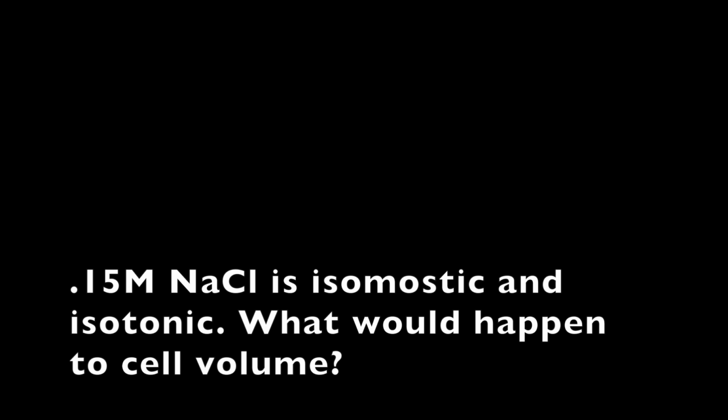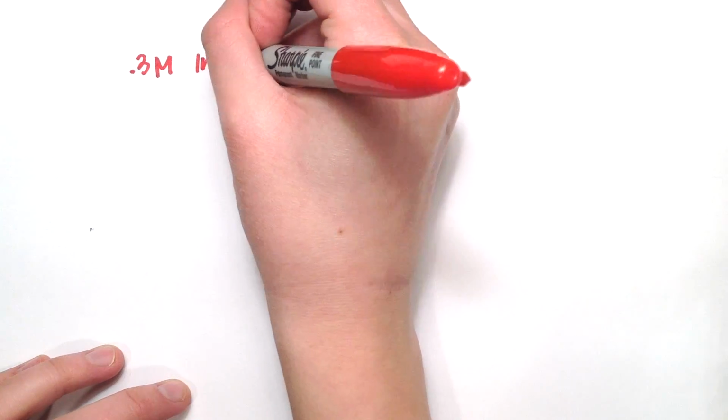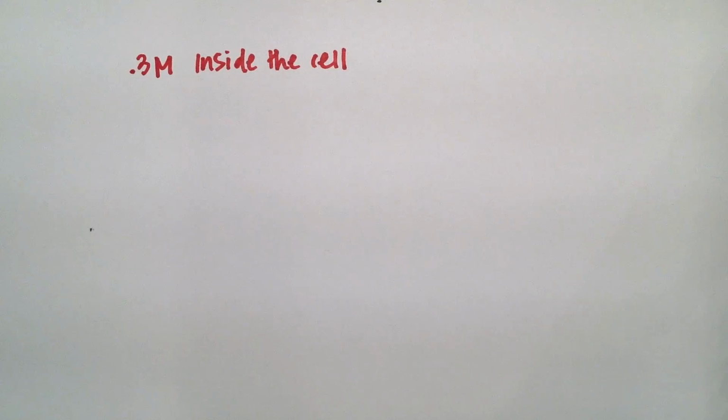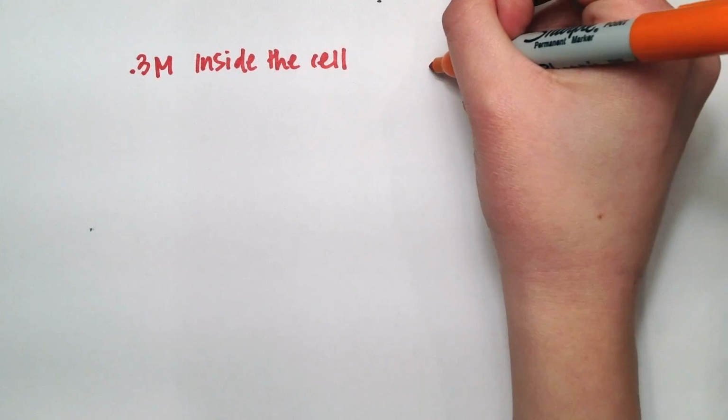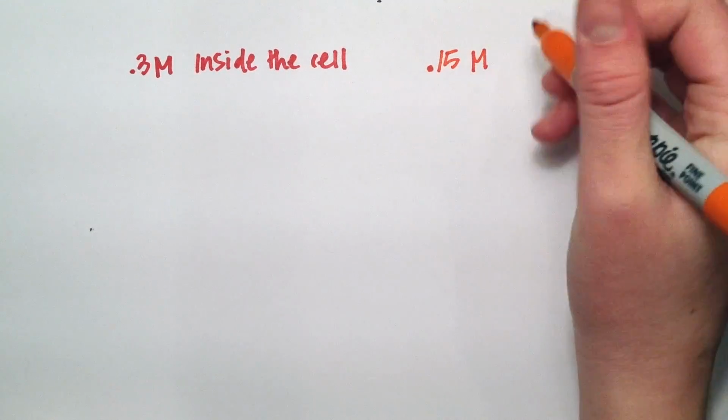The first problem we will look at is: a 0.15 molar NaCl solution is isoosmotic and isotonic. If a cell were to be placed in the solution, what would happen to cell volume? The first bit of information that we need to know in order to solve this problem is that inside animal cells there's a 0.3 molar concentration of solutes. And so we'll use that to compare it to the 0.15 molar solution of sodium chloride.